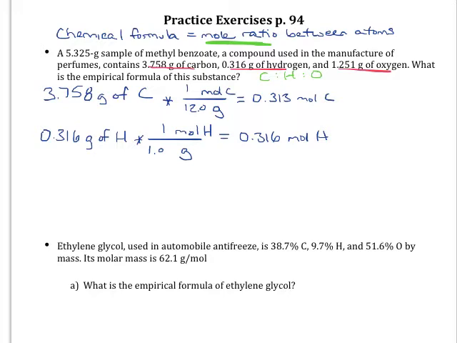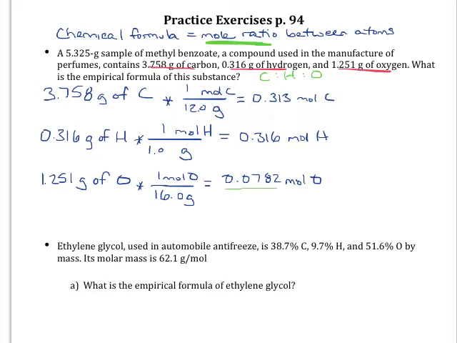Last one we're going to look at is the 1.251 grams of oxygen. Again, using the periodic table, we know every mole of oxygen weighs 16 grams. That's our molar mass, grams per mole. Doing this calculation, we get 0.0782 moles of oxygen. And if we look at this, we can see that the smallest number is the moles of oxygen. So we have the least number of moles of oxygen.